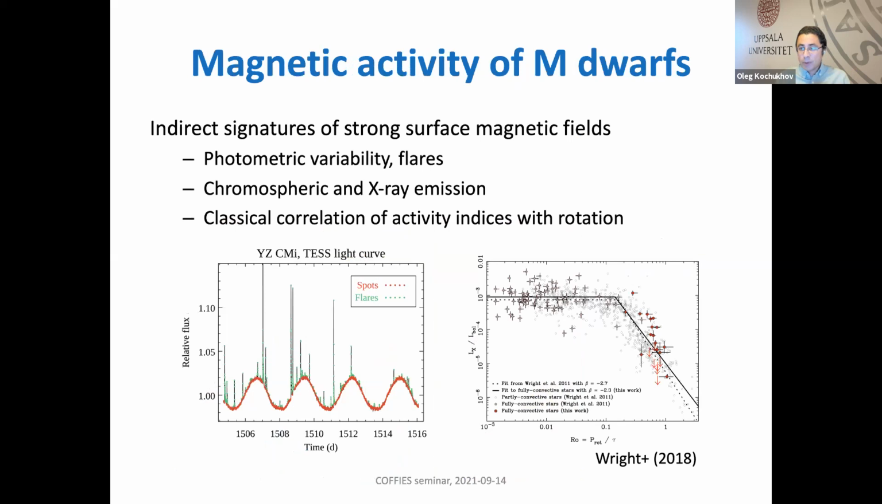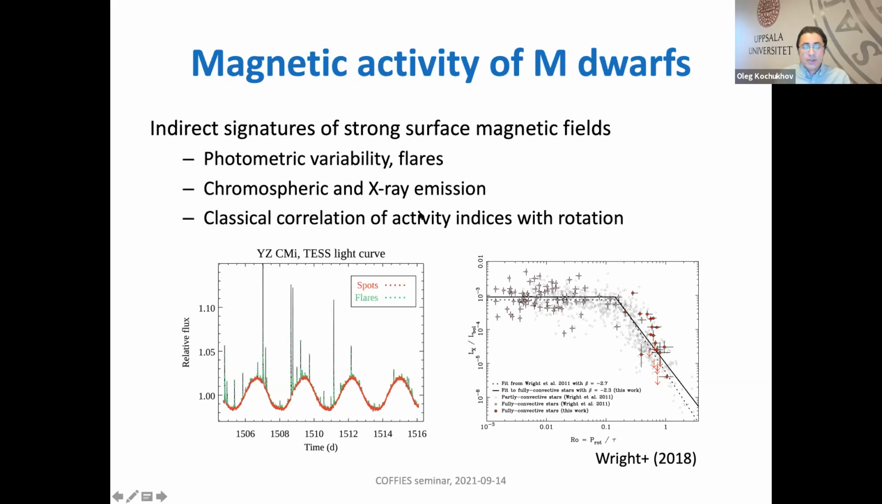Of course, even before we could directly measure magnetic fields on the surfaces of M-dwarfs, we had a lot of clues that these stars are probably strongly magnetic, probably having significant surface magnetic fields and spots. We had, for example, evidence from photometric variability and from flares. And just to demonstrate how these phenomena can be observed these days, thanks to the TESS mission, here is the typical light curve of one of the brightest M-dwarfs. You can see clearly sinusoidal modulation due to large-scale spots, and on top of that, there are these spikes. These are flares of different magnitude and duration.